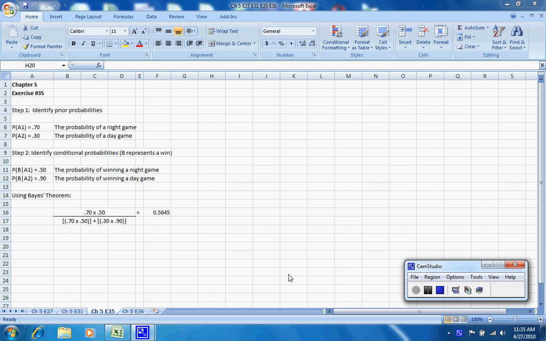This is a recorded explanation of the solutions for exercises 35 and 36 in Chapter 5. Both of these solutions make use of Bayes' theorem.